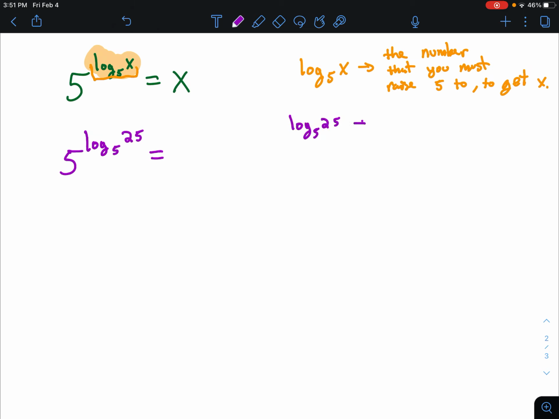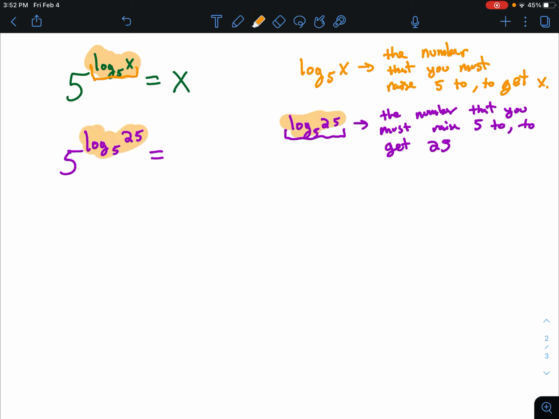Well, log base 5 of 25 represents, this quantity just represents a number. The number that you must raise 5 to get 25. And so if that's what that quantity is, and we raise 5 to that number, whatever number it is that needs us to get to 25, it must equal 25. And we don't even have to do the math. We just know if we raise 5 to the number that you must raise 5 to get 25, it must be 25. Okay, so that is one of our properties of logs.